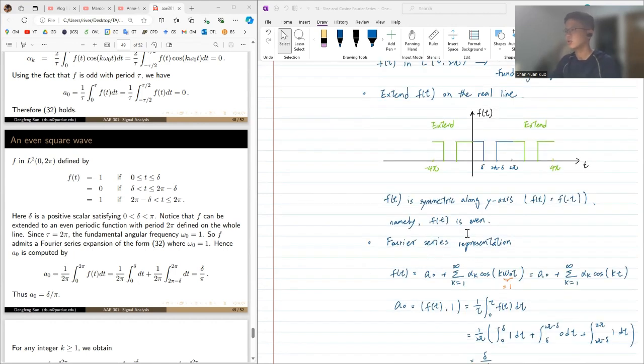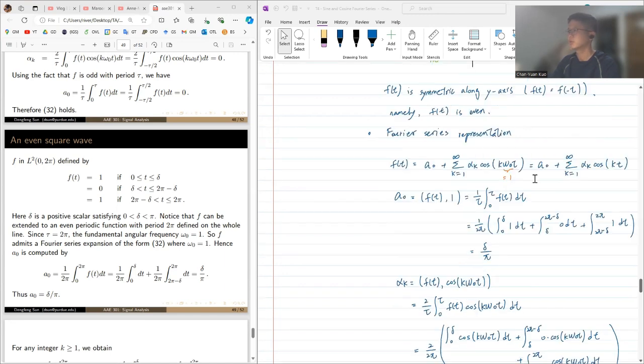Now for this even function, we know that its odd part is 0, so the coefficients beta k will equal 0 for any k that is greater than or equal to 1. So its Fourier series representation is going to be equal to a naught plus the summation of alpha k times cosine of k omega naught t, and k is from 1 to infinity. And here we know omega naught is equal to 1, so we are left with kt in the argument of cosine. And now let's find out the Fourier coefficients, a naught and alpha k.